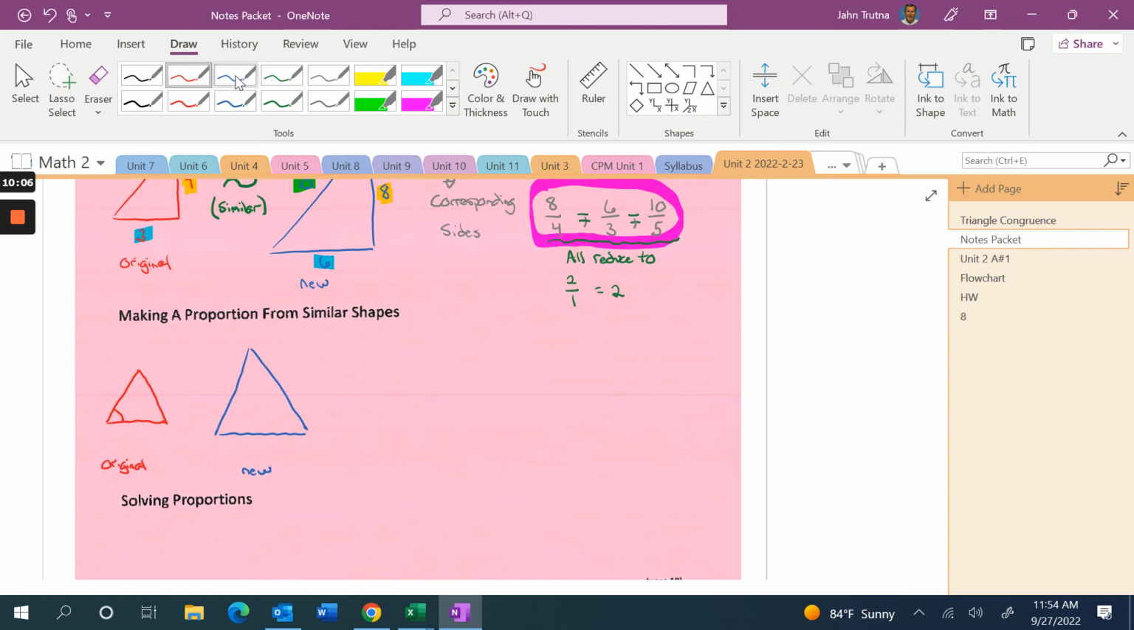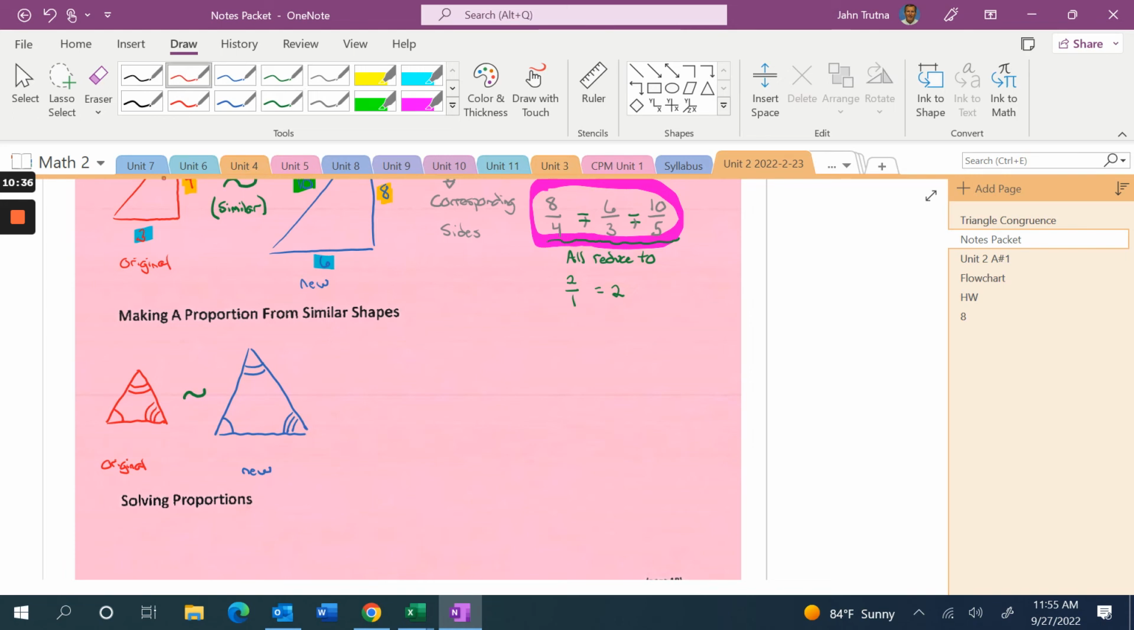So that bottom left angle in the red triangle is the same as the bottom left angle in the blue triangle. The top angle in the red triangle is the same as the top angle in the blue triangle. And the bottom right angle in the red triangle is the same as the bottom right angle in the blue triangle. So these two shapes are similar to one another, okay?